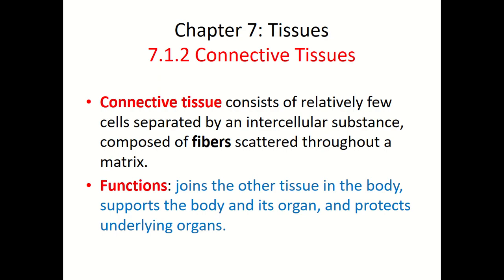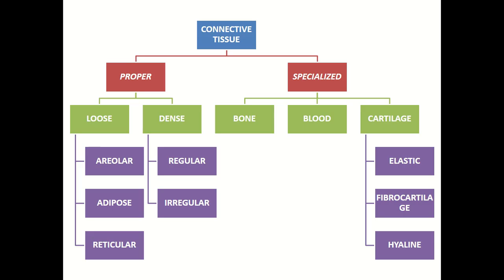Next, the second type of animal tissue, which is connective tissue. Connective tissue consists of relatively few cells separated by intercellular substance composed of fibers scattered throughout the matrix. Going by its name, its function is to connect and join the other tissues inside the body, to support the body and its organs, and also to protect the underlying organs, mostly the very important organs such as the lungs, our heart, and also our brain.